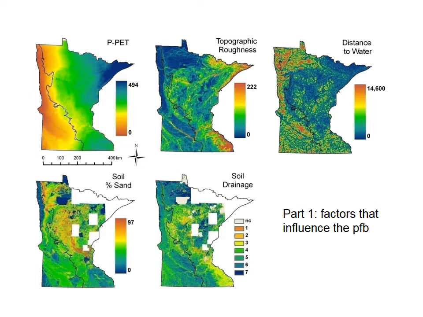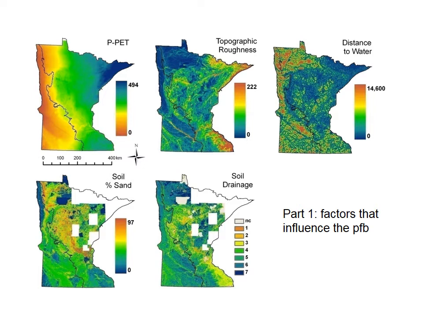Distance to water on the upper right, the reddish brown areas are far from water, whereas the blue areas are close to water, and as you would expect with 14,000 lakes and lots of streams, much of the forested area of Minnesota is very close to water, so it's shown in the dark blue. Looking at sandiness on the lower left, the reddish brown areas, orange and yellow, are the areas with sandy soils, whereas the green and blue areas are the areas where soils are silty or have a high clay content.